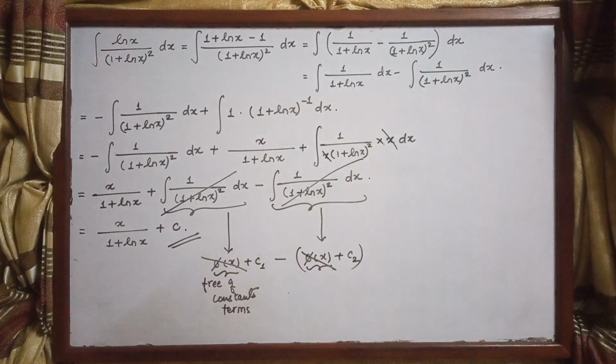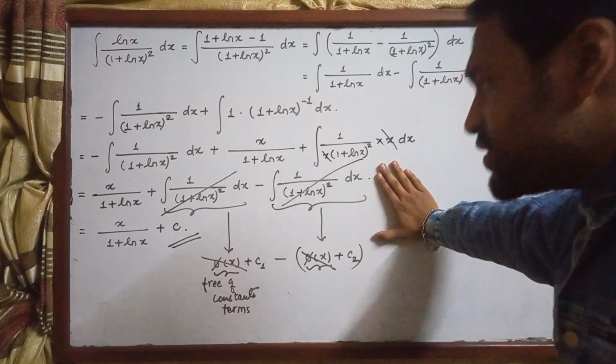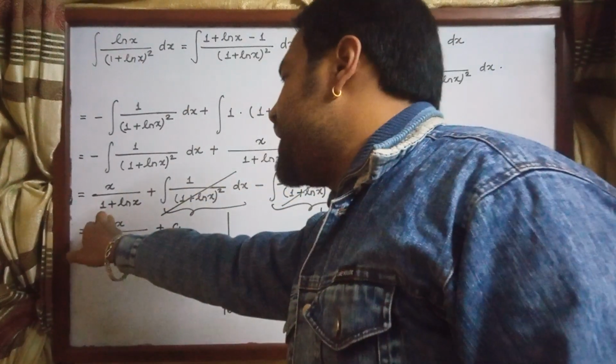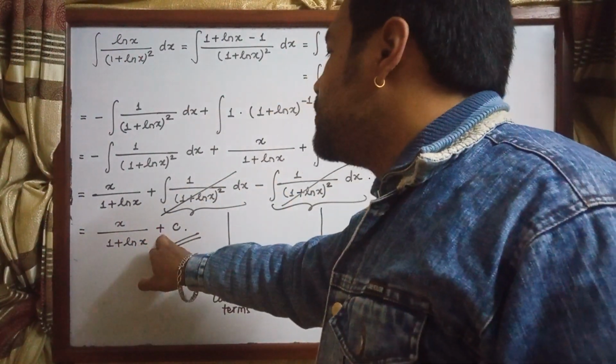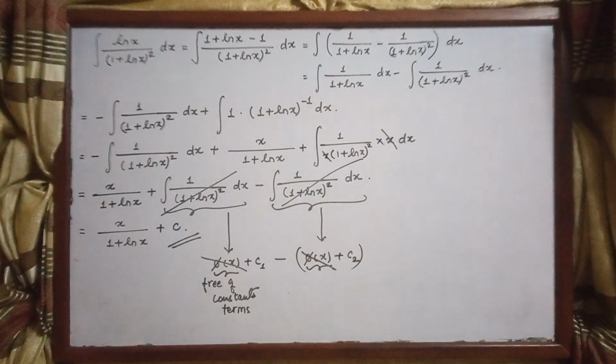All right? So, if you've understood this, then you can simply write it as x by 1 plus log x plus c. Okay? All right.